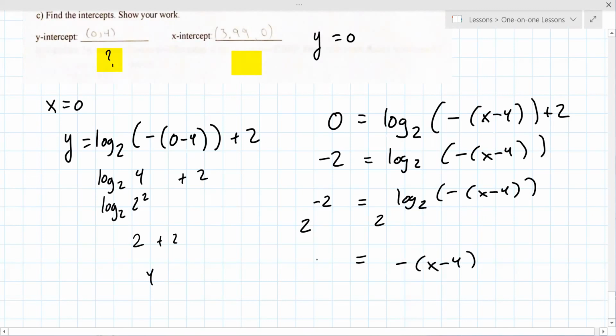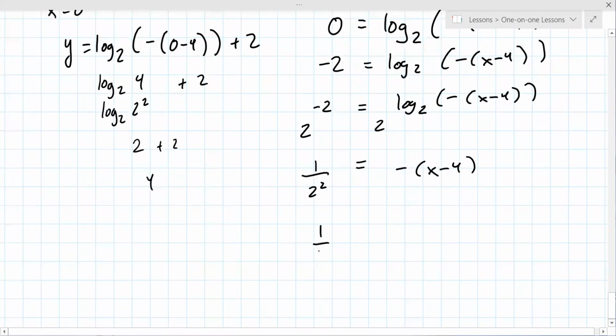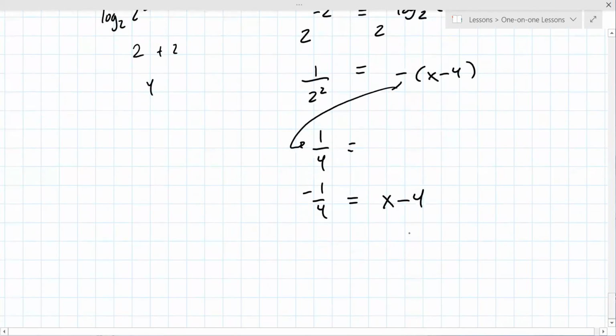2 to the minus 2 power is 1 over 2 squared, or 1/4. So then you negate it, and this negative can come down here. So you get negative 1/4 equals x minus 4. You can add 4 to both sides. That's negative 1 over 4 plus 16 over 4, which is 15 over 4. So that's your x-intercept, 15 over 4 comma 0.